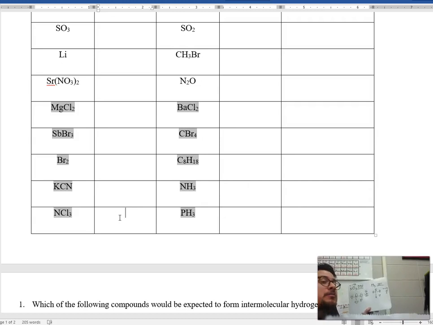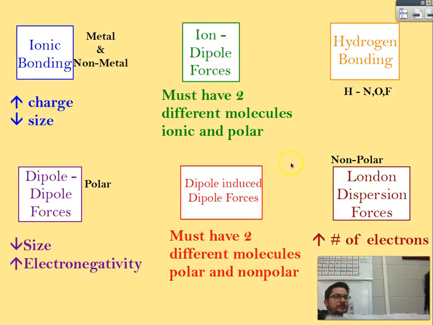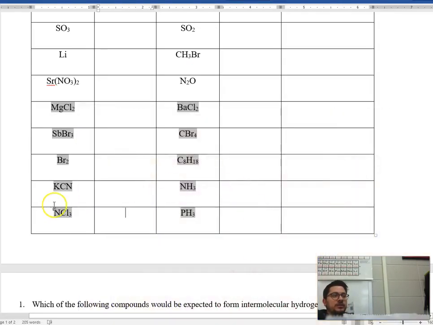Now, since they're both dipole-dipole, which one is stronger? So that's when I have to look at the chart. Let's see. If they're both dipole-dipole, I want the one that has the smaller size. That one's going to be stronger. So let's go back to this.